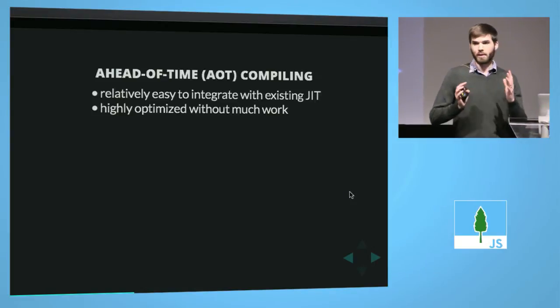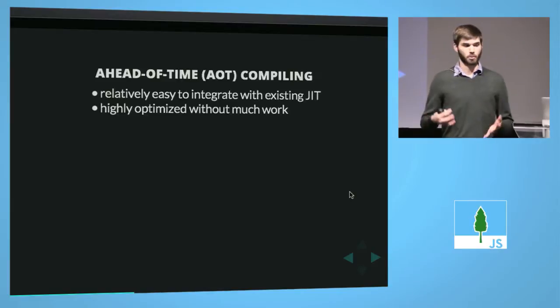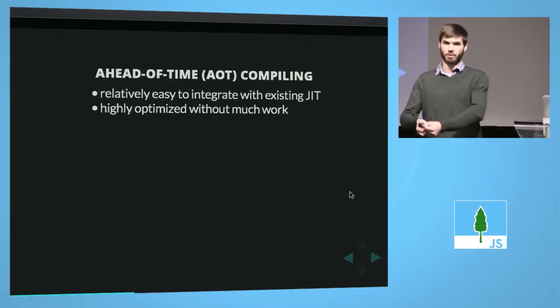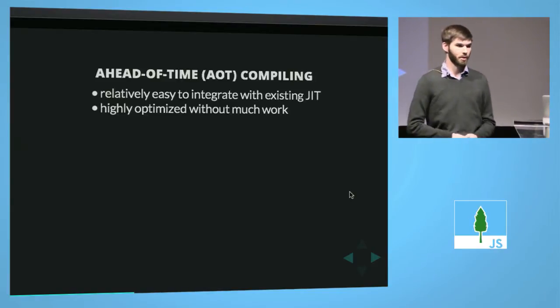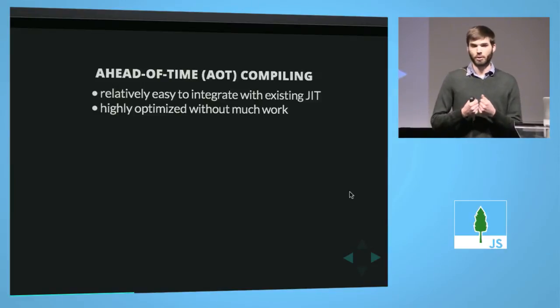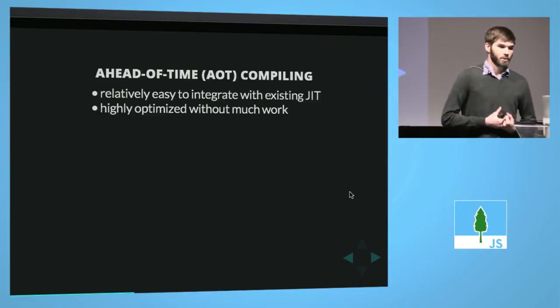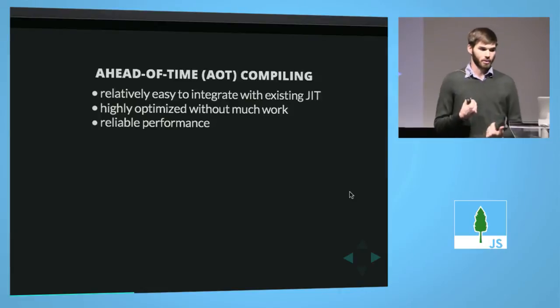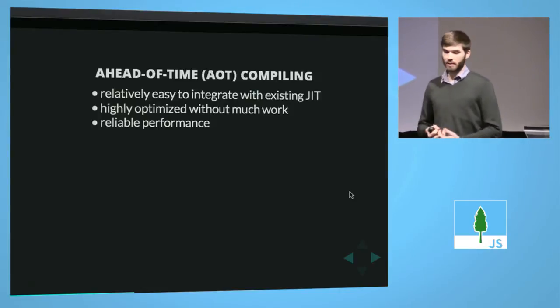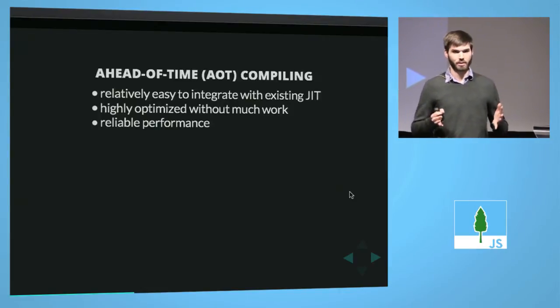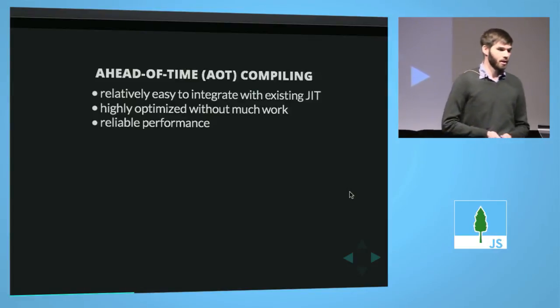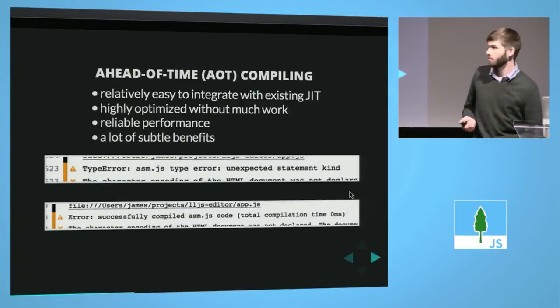So you basically annotate all of the code as if it was normal JavaScript with all the types, and then pass it to your JIT to compile the code out to machine code. But you do this before the code is even run. So it's highly optimizable without much work because it knows all the types. It's reliable performance because it has this big blob of machine code that you're jumping right into when you call the code. So there's just a lot of subtle benefits to this.